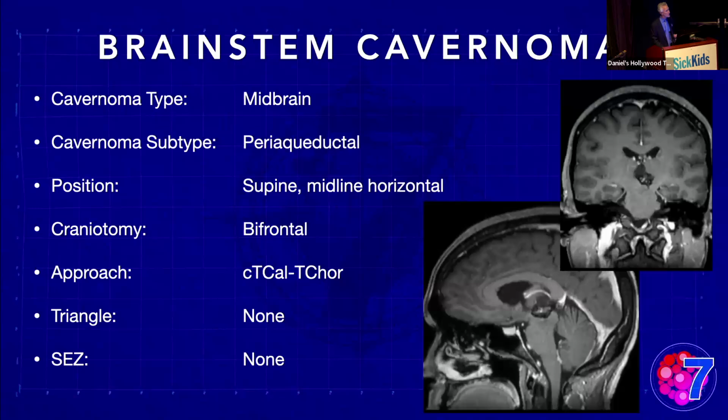Here's another example. It's a very similar lesion in a very similar location, but we're going to classify this a little different. This is midbrain, so it's the same type, but it's a different subtype. We call this a periaqueductal because you can see here, it sits around the mouth of the aqueduct, rising up into the third ventricle. And so for this, we'll choose a bifrontal craniotomy, a contralateral transcallosal transchoroidal fissure approach, and we'll get to it from the top down.